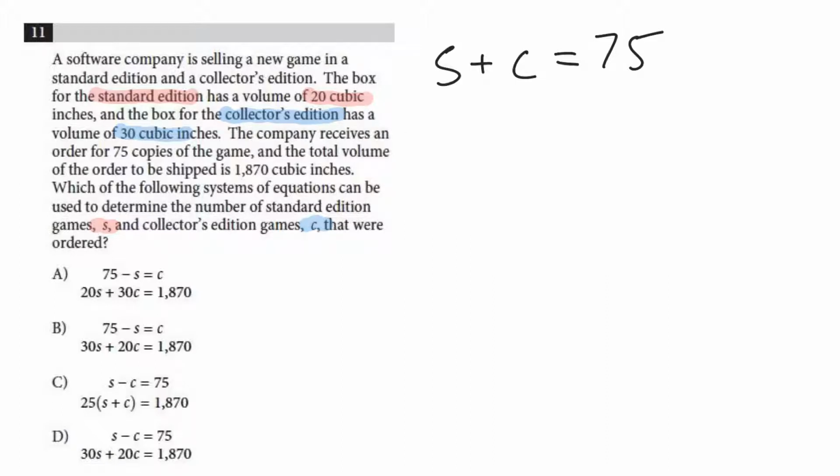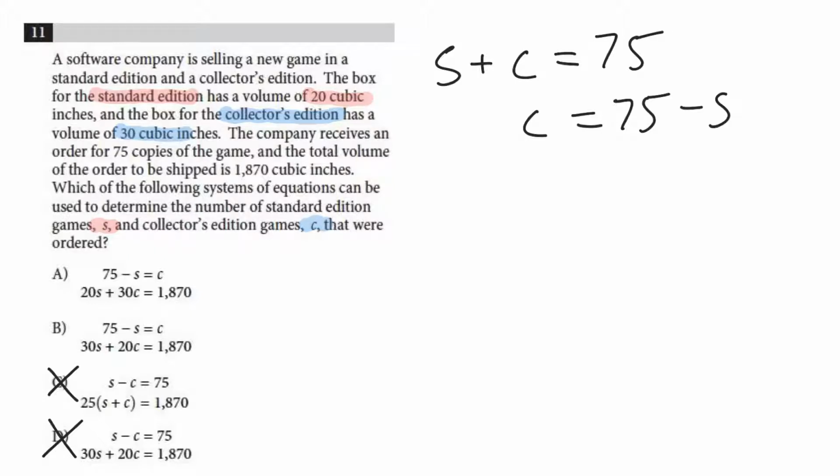All right, so we can eliminate a couple of our answers here. We know that S minus C is not right, so that's not going to be a solution. These first two are just a rearrangement of what we got here. So we got C equals 75 minus S. And you can rearrange that, and you get the equation in A and B. Okay, so let's look at the second piece.